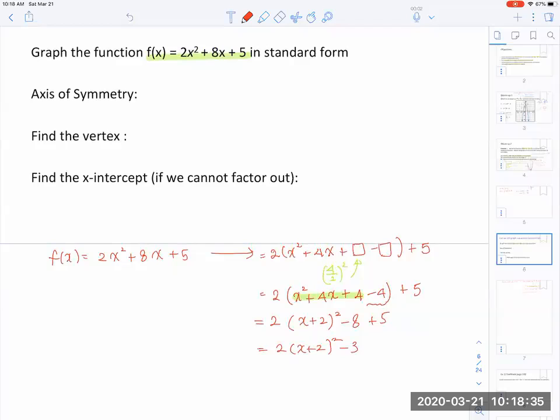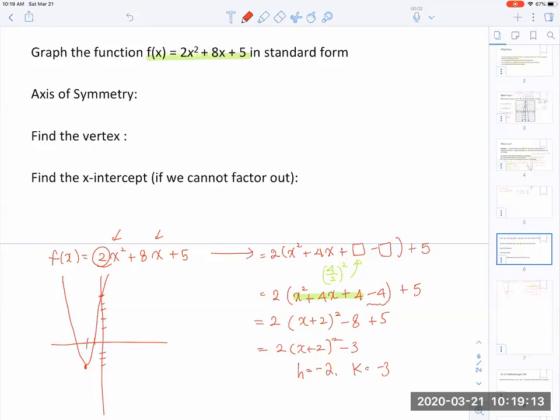And I tell you, h itself is -2. K is -3, because usually it's x minus h squared, plus k. So h is -2. So we got it. If you graph it, the vertex is (-2, -3). It is positive, so it's going to be U-shaped, and the y-intercept is going to be 5, because when you plug in 0, the y-intercept is 5. 1, 2, 3, 4, 5. So it's going to look like that.